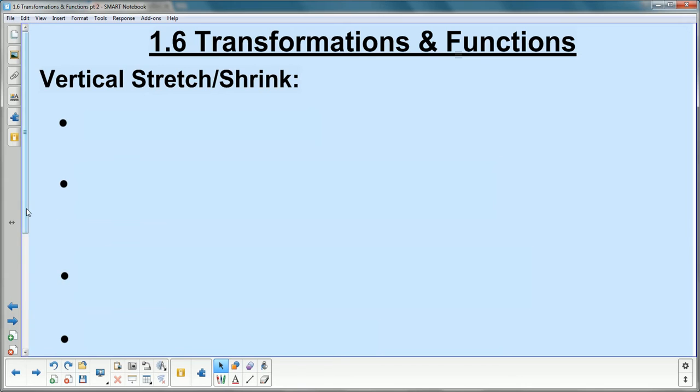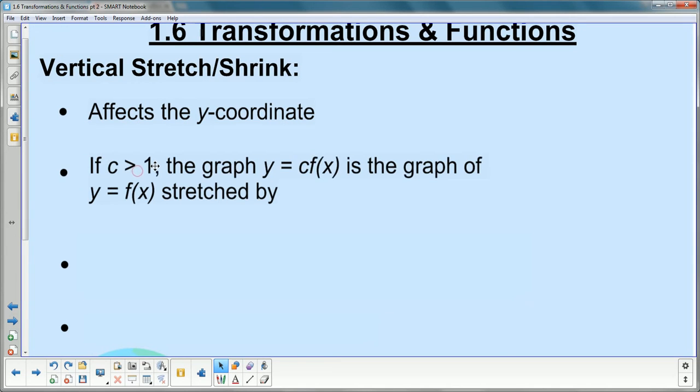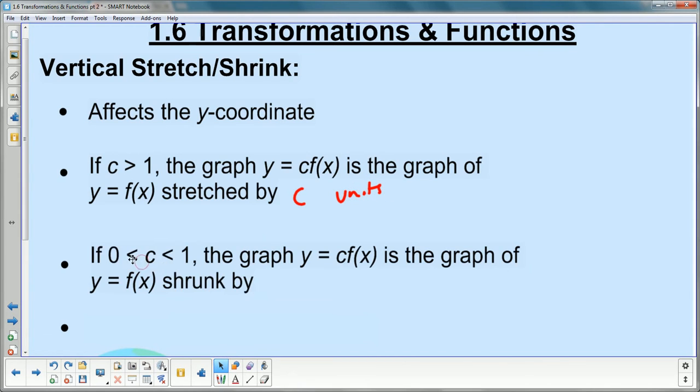So first thing, if we talk about a vertical stretch or shrink, it's going to affect your y-coordinate, which makes sense because we're talking vertically. It's going to stretch if C is greater than 1, so you're going to stretch by C units. Okay, it is going to shrink if C is in between 0 and 1, and so we can say that it shrinks by C units. Okay, and you notice that each time C is outside the parent function.